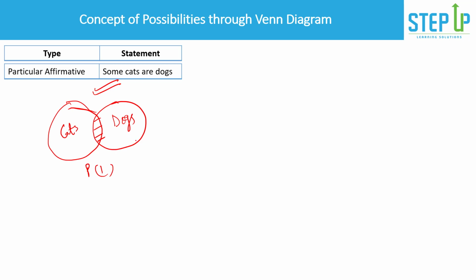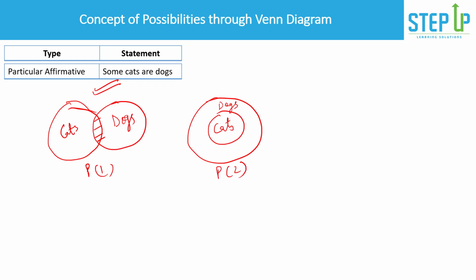But I want you to pause the video here and think about more possibilities, whether you can represent this statement through more diagrams. So this is one possibility. What is the other possibility? Let's say, can we say this? How about this? Is this a correct possibility? Some cats are dogs. Can this be the second possibility?